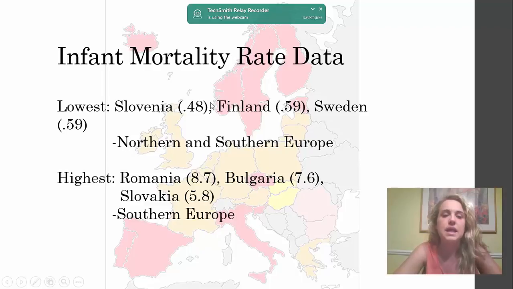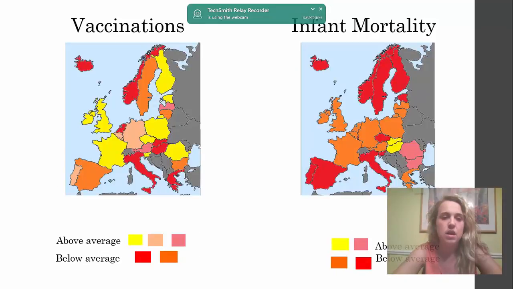So this would be like saying almost 5 children die per 1,000 that are born in Slovenia each year. Or looking at the higher ones in Romania, it would be 87 of the 1,000 had died in that country that year, which is very sad.